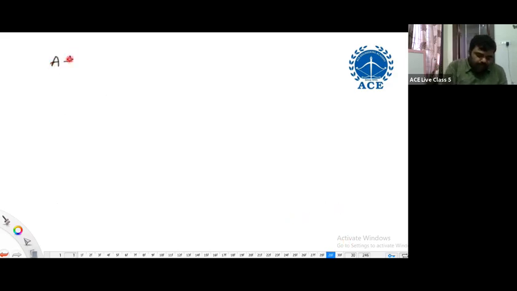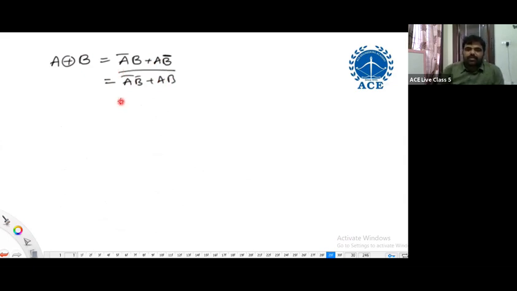So let us implement A XOR B. A XOR B is equal to what can we write? A bar B plus A B bar, which is equal to A bar B bar plus A B whole bar. Right? A bar B bar plus A B whole bar.